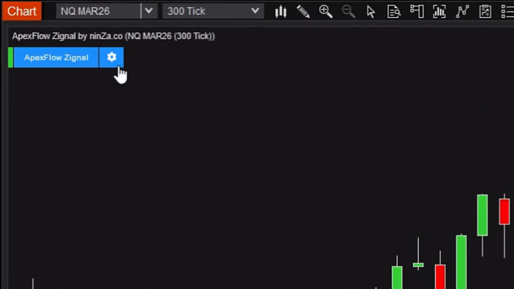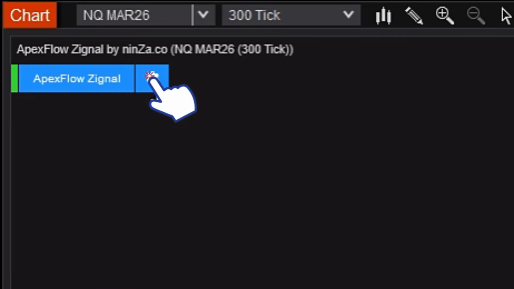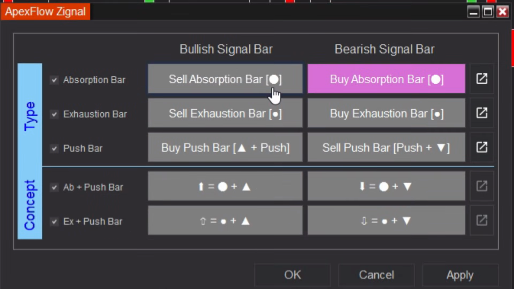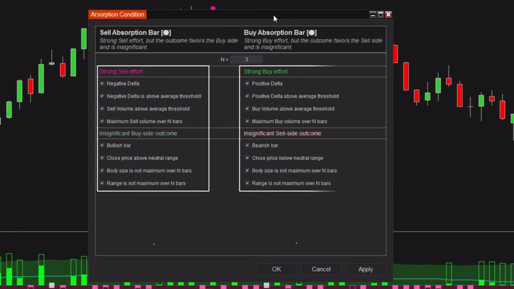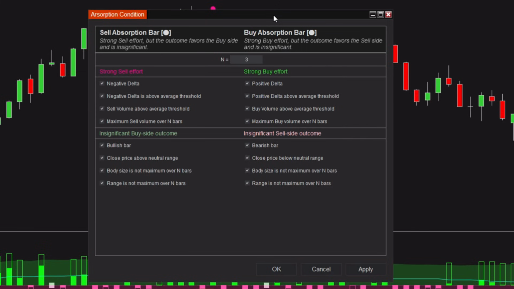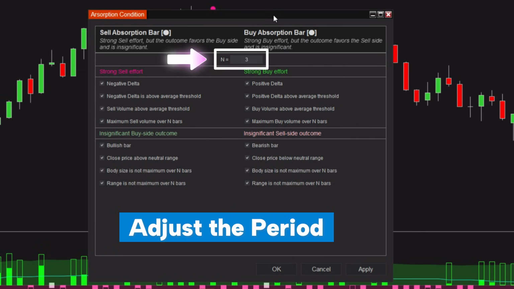Using the toggle button, you can access the conditions section to customize the rules and cycles the system uses to identify absorption candles. One important thing you should pay attention to is the conditions marked with N. The N symbol means that the condition is calculated based on a specific period length, and you can adjust this N value at the top of the conditions panel.